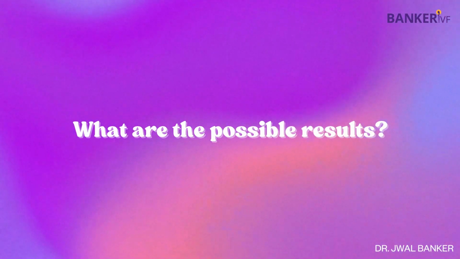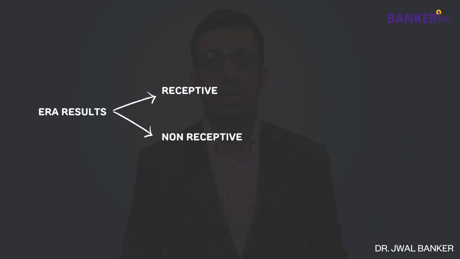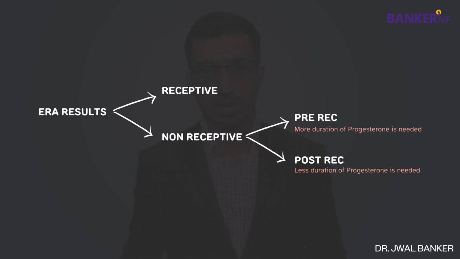So what are the possible results of the ERA test? The results of the ERA test can show one of these two findings, either a receptive report or a non-receptive report. A receptive report means that the window of implantation lies on the same day on which the biopsy was taken, so typically after 5 days of progesterone. A non-receptive report can either be pre-receptive or post-receptive.